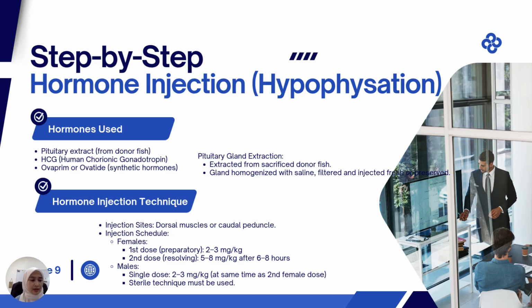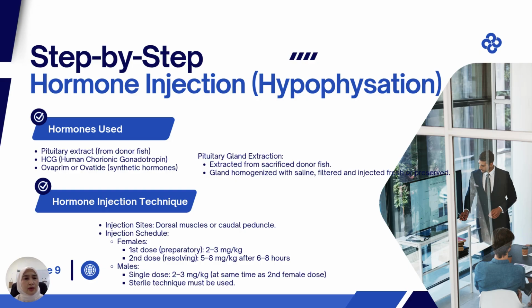All right, the next step is the hormone injection procedure. So how do you get the hormone? We can get it from a donor fish, or we can use synthetic hormone. So we have pituitary extract, a pituitary gland extraction. This hormone can be obtained by this procedure, but you need to sacrifice the donor fish in order to get the hormone. And you can mix it with saline water, filter it, and inject it into the broodstock, either fresh or preserved hormone.